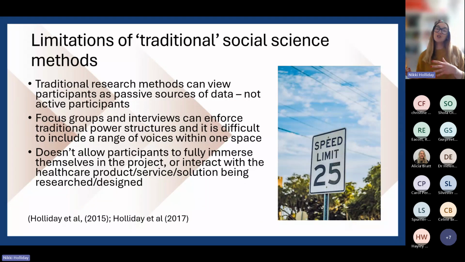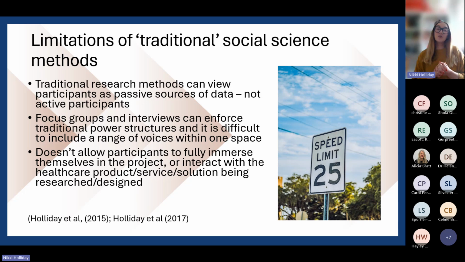And why might we want to use co-creation instead of or alongside the more traditional social science methods that we might be more used to, such as interviews or focus groups? So traditional research methods can view participants as passive sources of data. So in the diagram on the previous slide, participants are being observed at a distance almost, and they're not active participants in our project.